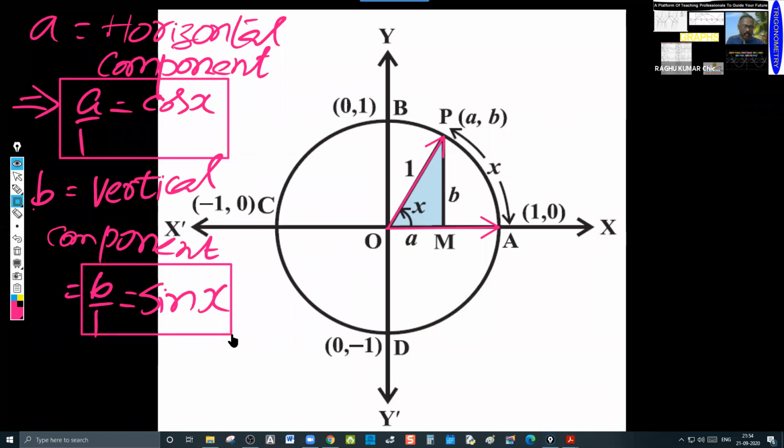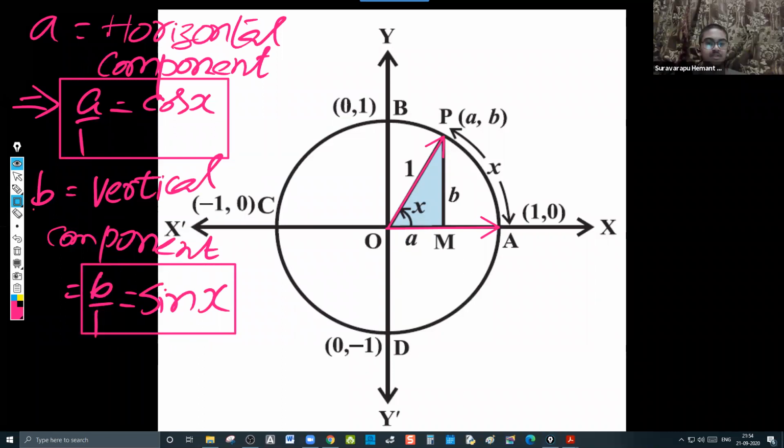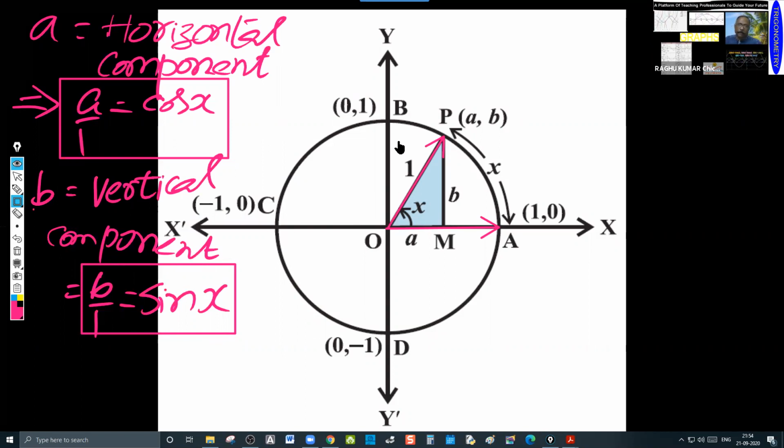Are you there or not? Yes. Are you comfortable with this one? Yes, sir. Now, if you apply the Pythagorean theorem, what is happening in the right angle triangle? You can see that a square plus b square is equal to 1. Apply the Pythagoras theorem. So that becomes a square plus b square equal to 1.